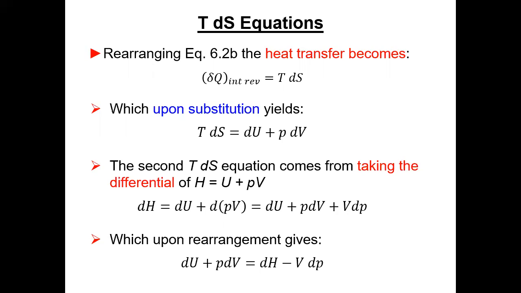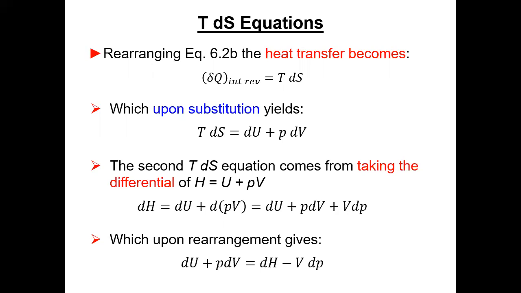Well, dH is dU plus the differential of the product, PV. And so that's the first times the second plus the second times the first. You remember that. And so dH is dU plus PdV plus VdP. And now we're going to rearrange that, and we're going to say dU plus PdV is dH minus VdP.